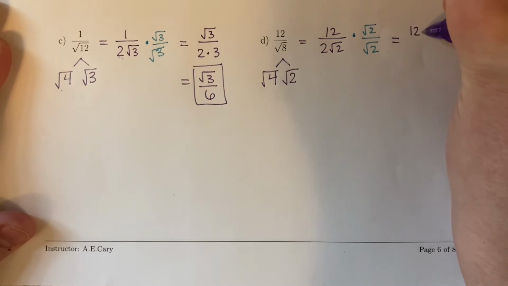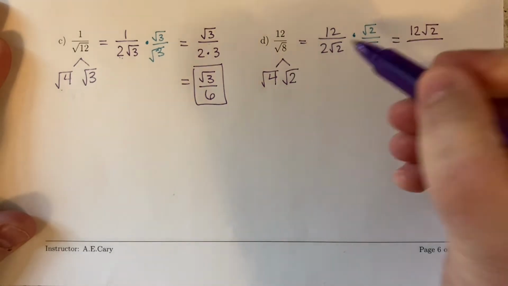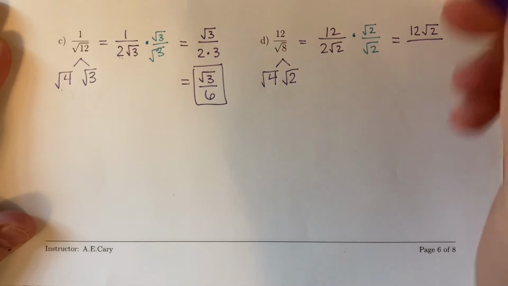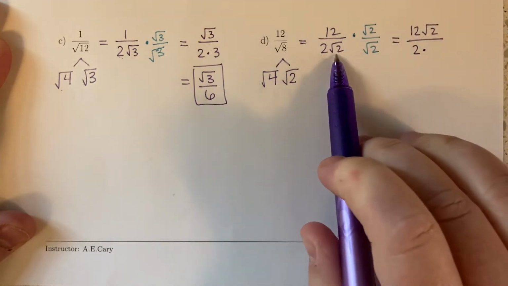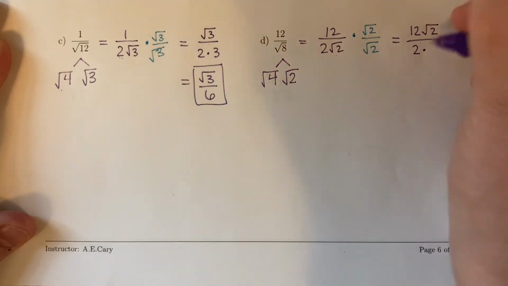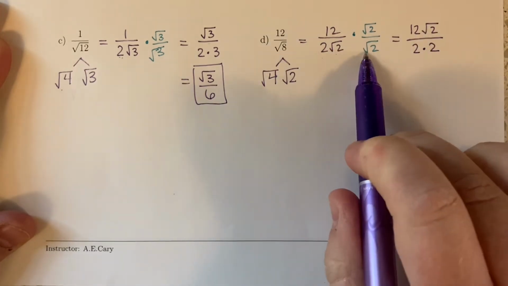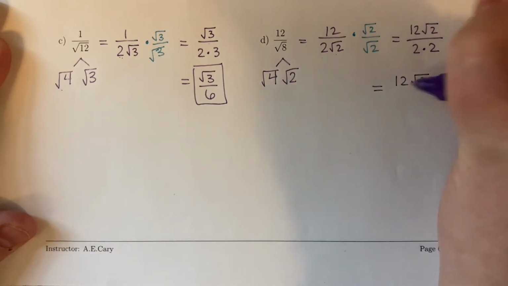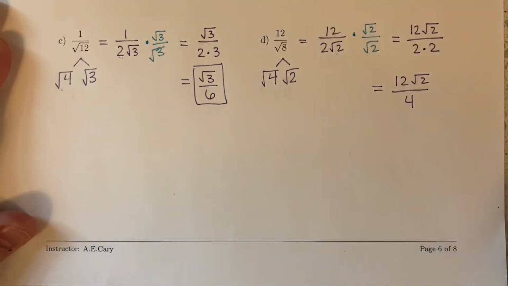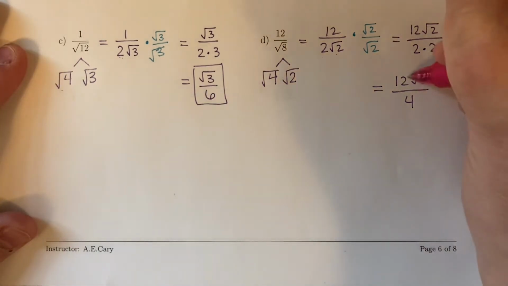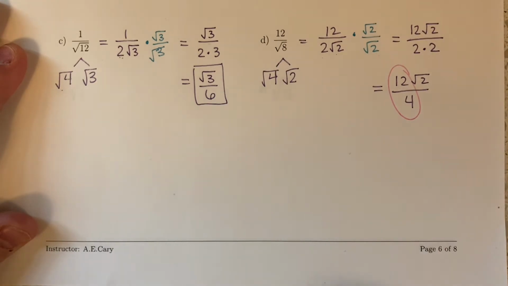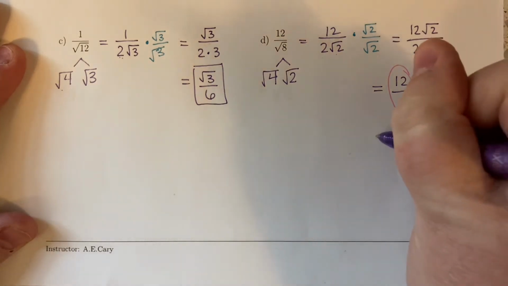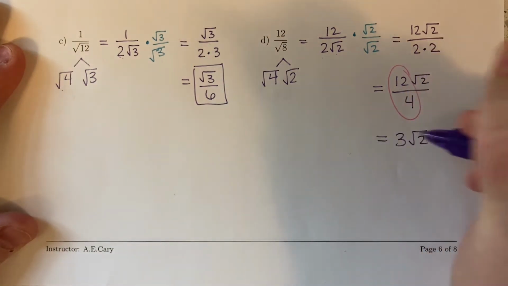So on the top, I get 12 square root of 2. And on the bottom, the 2, that coefficient stays put, but then the square root times itself undoes it. So it's like square root of 4, which is just 2. So what I get is 12 square root of 2 over 4. But that is not the final answer, because after we rationalize the denominator, we gotta make sure our fraction is reduced. 12 divided by 4 makes 3. So final answer is 3 square root of 2.